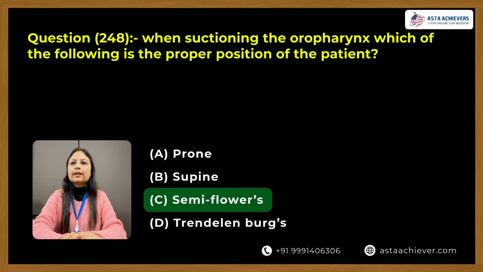Question number 248. When suctioning the oropharynx, which of the following is the proper position for the patient? Option A, prone. Option B, supine. Option C, semi-Fowler's. And option D, Trendelenburg. So option C, semi-Fowler's position, is the correct answer.